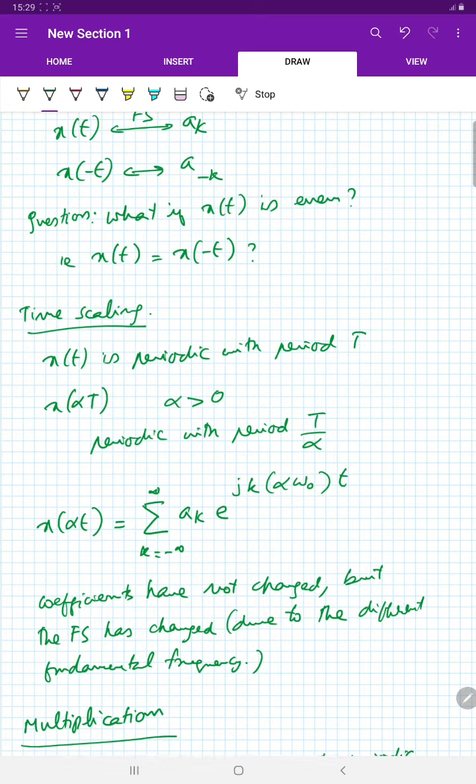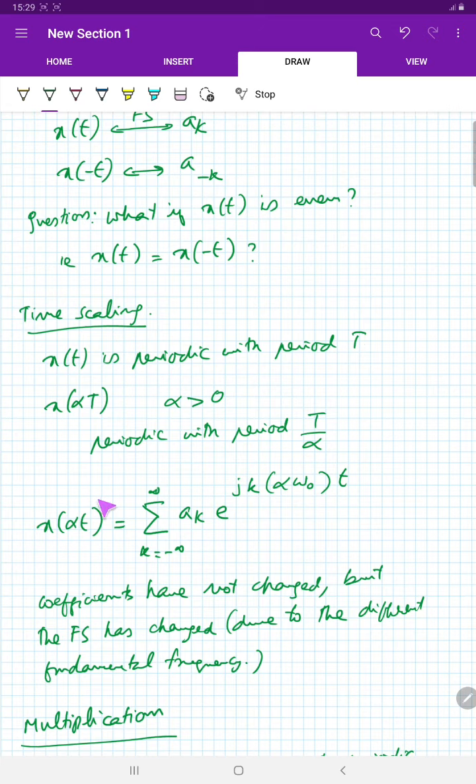Time scaling is the next property. x of t is again periodic with period T. Then what will be the Fourier series coefficients of x of alpha t, where alpha is greater than 0? If x of t is periodic with period capital T, x of alpha t will be periodic with T by alpha. If alpha is greater than 1, it will shrink in time, and if alpha is between 0 and 1, it will expand in time. Similarly, that is how the period will also get changed.